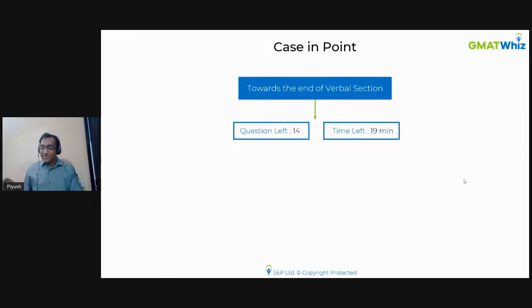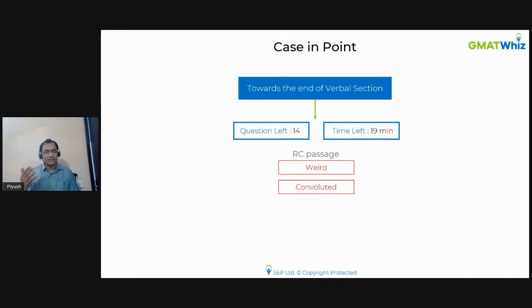So that was the situation. I was really under time pressure. I was running short on time, and to my surprise, I got an RC passage. I spent some 15-20 seconds reading it, and it was a passage based on American history about some nurses and all. It was really, really convoluted. It was really weird. It was not in my interest area at all. It was a very convoluted passage, and I was really short on time. So I was faced with this conundrum: what should I do? How should I approach it now?